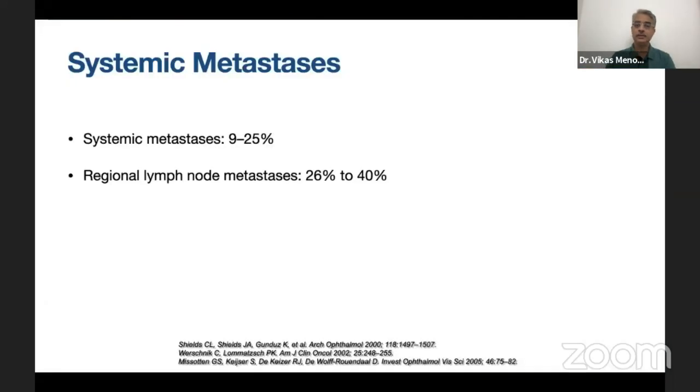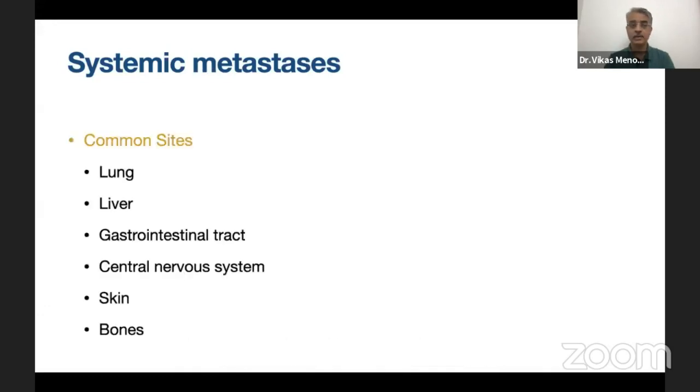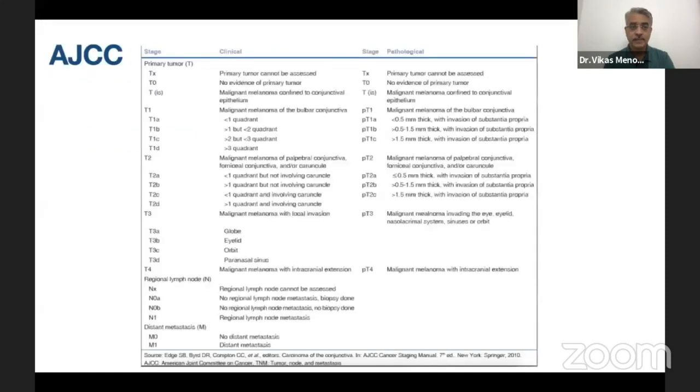Now, conjunctival melanomas are deadly tumors with almost 9 to 25% chance of systemic metastasis and almost 40% chance of regional lymph node metastasis. The common sites of metastasis are liver, lung, GIT, CNS, skin, and bones. And there is a full AJCC classification by which you can classify these melanoma lesions into TNM staging.